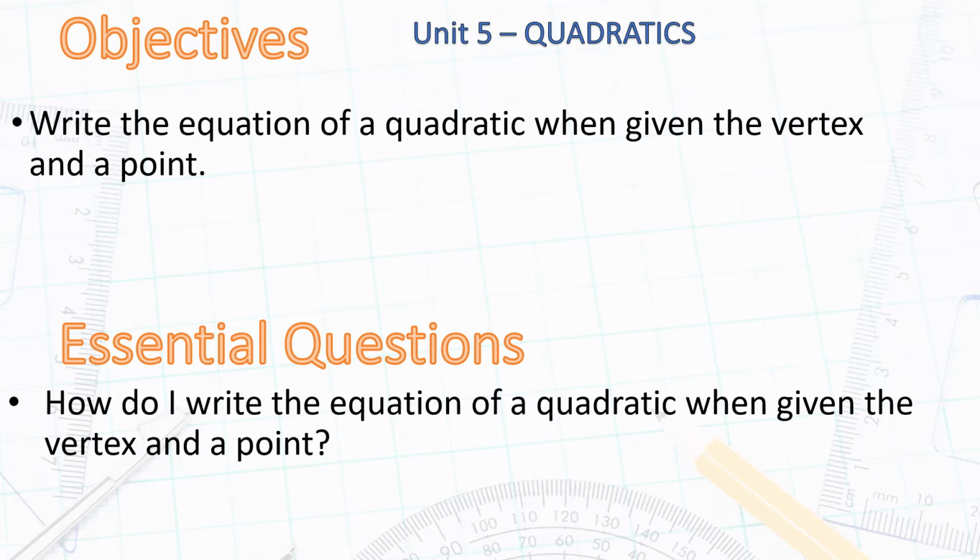So we are going to write the equations of quadratics. So the actual y equals ax squared plus bx plus c. So we want the equation, which is going to represent all the possible points in a quadratic. And we're going to do that when given the vertex and a point. So remember, the vertex is the turning point. So it can either be the maximum or the minimum of a quadratic, depending on whether it's U shape or N shape. And then another point could be anywhere else on the function. So the essential question for today, how do I do it?